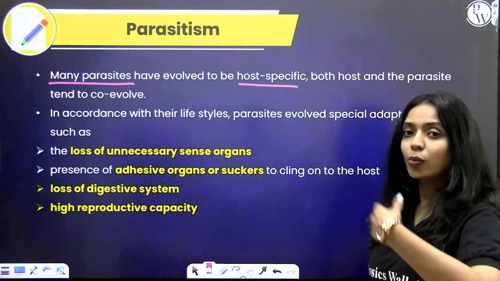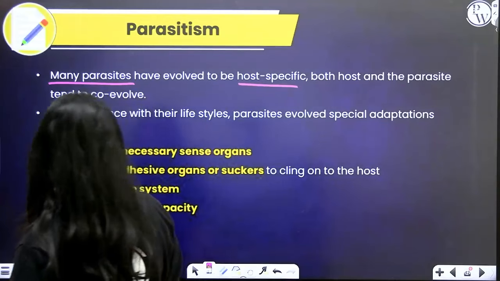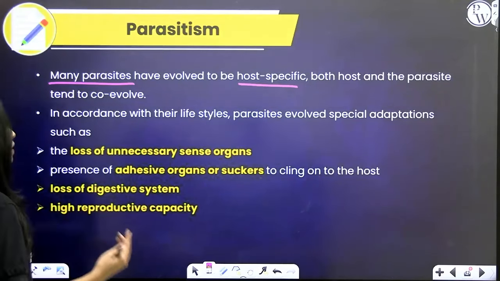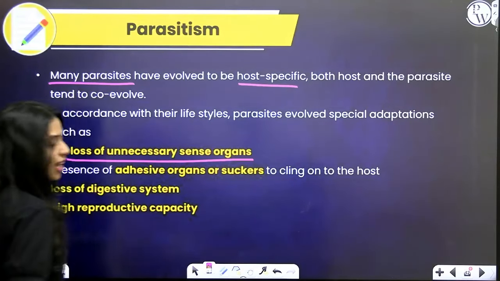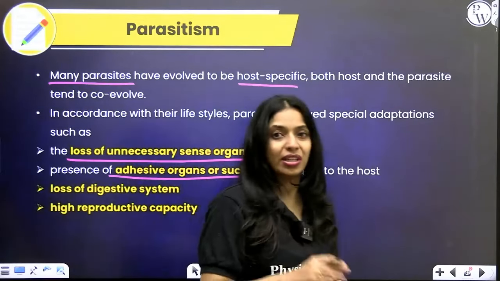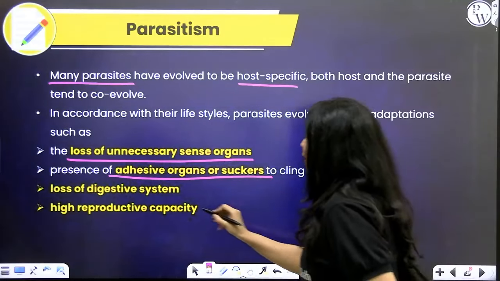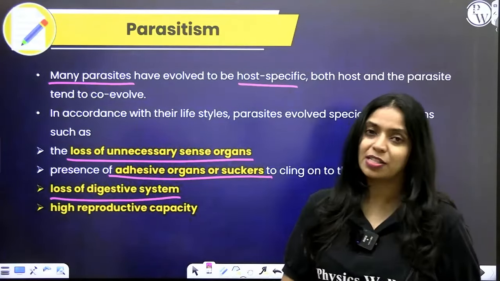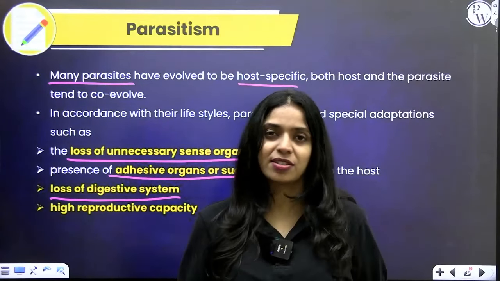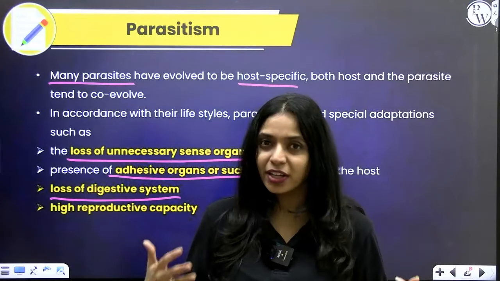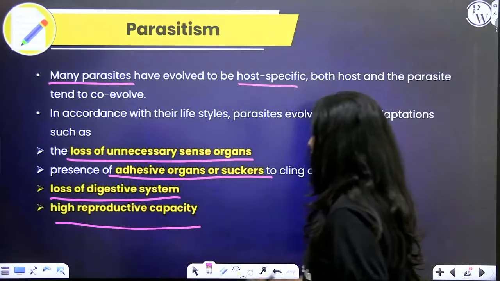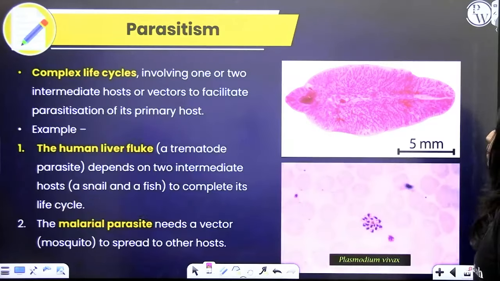And along with the evolution of the host, the parasite is also going to evolve. Some of the special adaptations that parasites have are: if there are any unnecessary sense organs, they would have lost them. In order to stick on to the host body, they will have suckers and adhesive organs. They will not have a digestive system. Sometimes there are some parasites present in the gut, like flatworms. They get fully digested food. They don't need a digestive organ of their own. So they will not have a digestive system. They will have very high reproductive capacity. These are some of the adaptations of parasites.